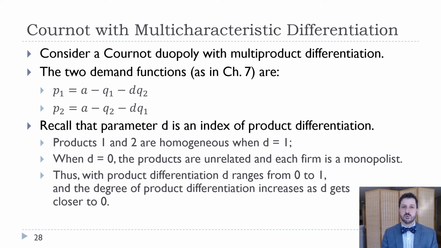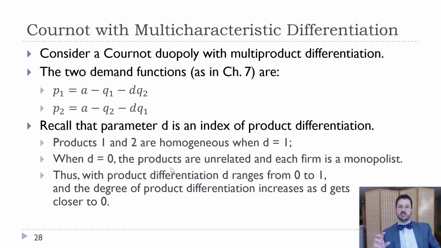But what we want to do here is add some sort of differentiation, what the book calls multicharacteristic differentiation. And it's really just the same thing that we did in chapter 7, introducing this parameter D into our demand curves. So really we have two inverse demand curves that look very similar. We've gotten rid of the B just so we can concentrate on the differentiation term. Firm 1's inverse demand curve is P1 equals A minus Q1 minus DQ2, and firm 2's inverse demand curve is P2 equals A minus Q2 minus DQ1.